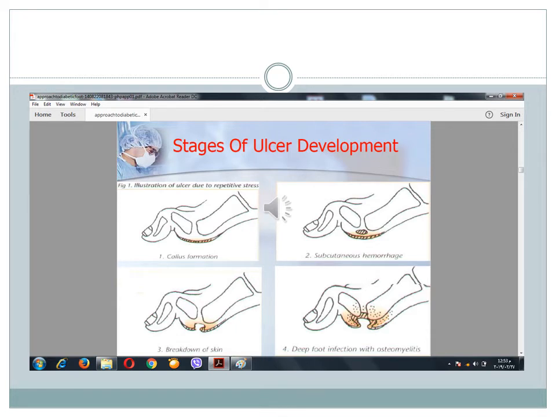Stages of ulcer development. There are many systems. First of all, stages of ulcer development start with callus formation, thickening in the skin. Second, by simple trauma or pressure, there is development of subcutaneous hemorrhage, subcutaneous hematoma. After that, development of an ulcer, breakdown of skin. This ulcer extends deep to involve the tissue downward and even goes to the bone, leading to osteomyelitis, infection of the bone.